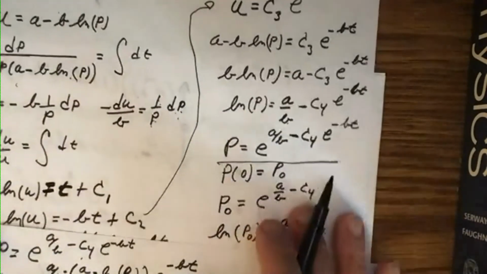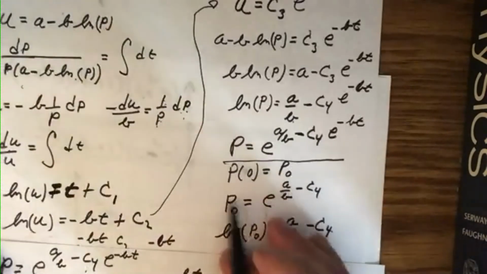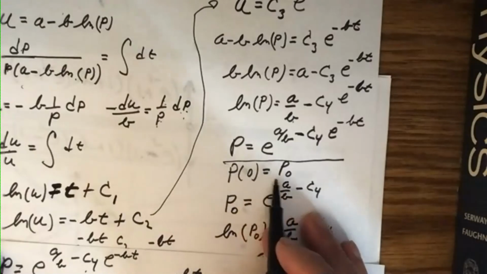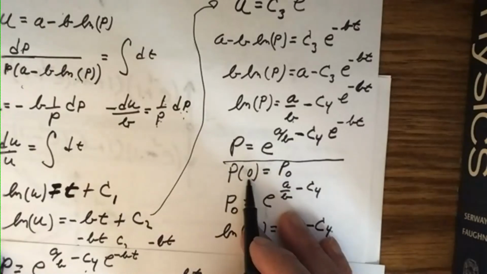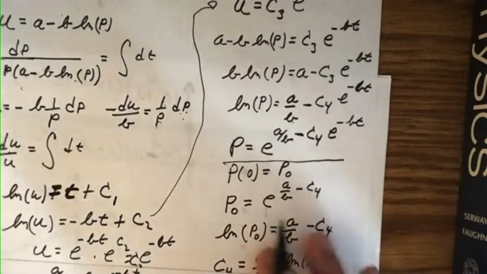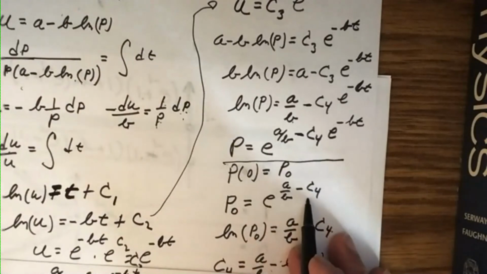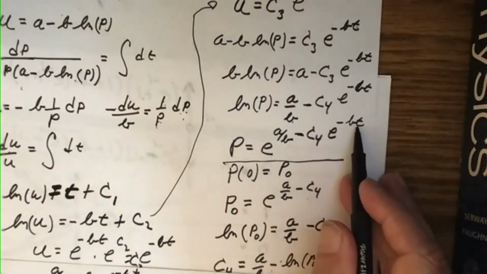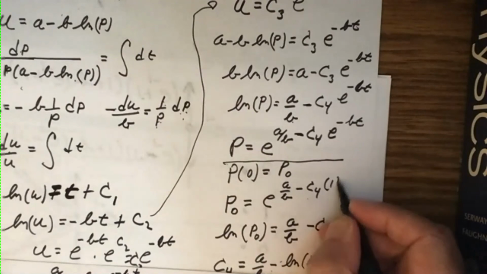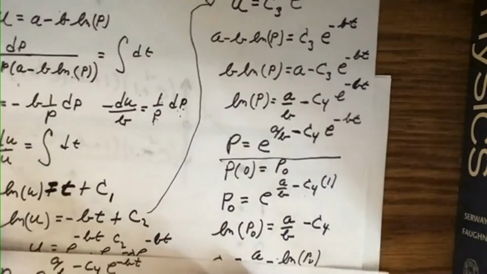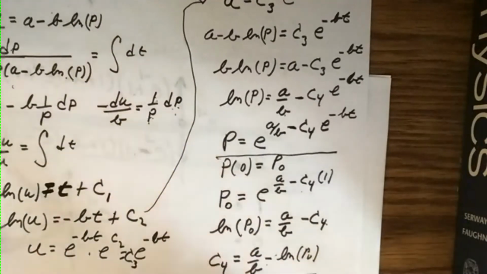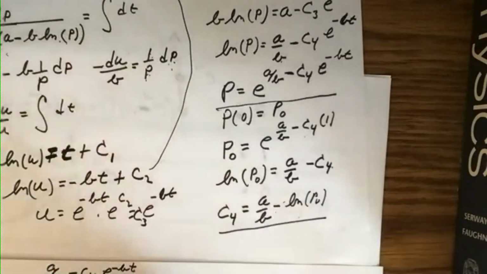And then I find the constant C by using the initial condition of P0, that at time T equals 0, I get P0, right? So when this is 0, this is just 1, right? Okay, so then I solve it for C4, and this is what I get for C4. And then I put the C4 in here.